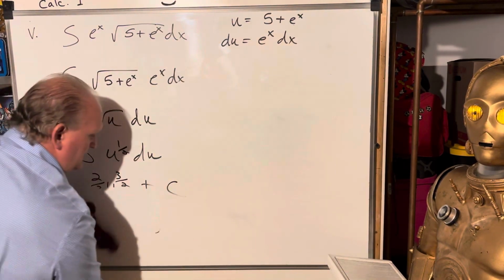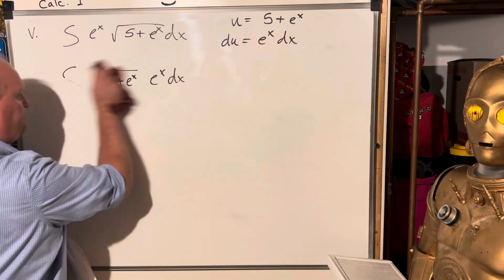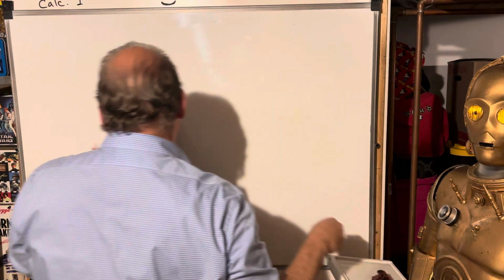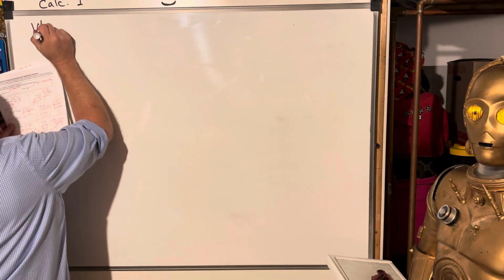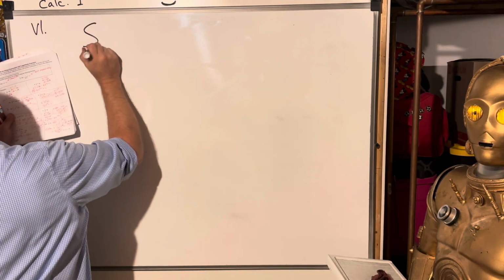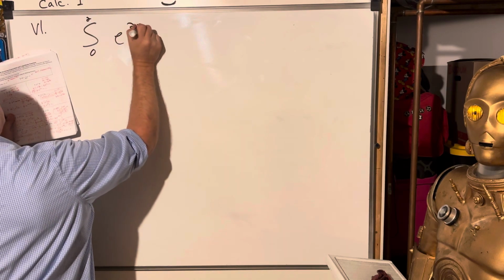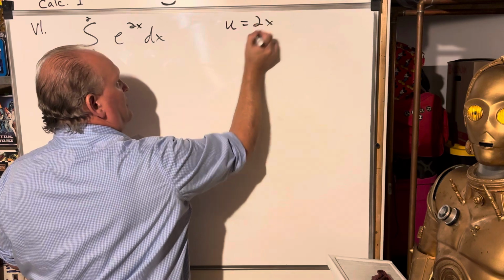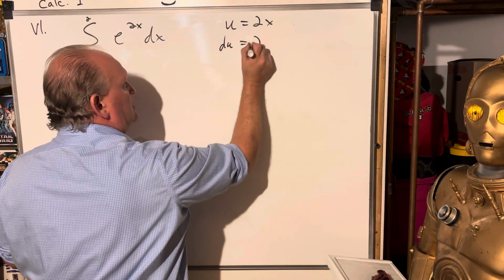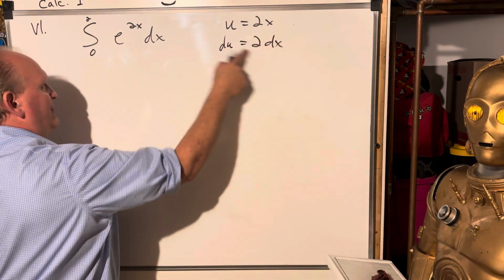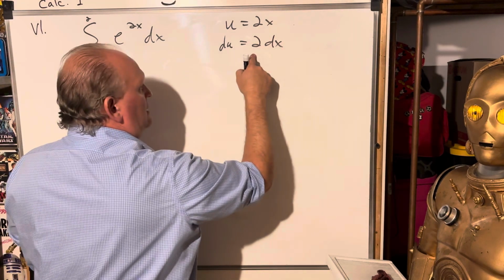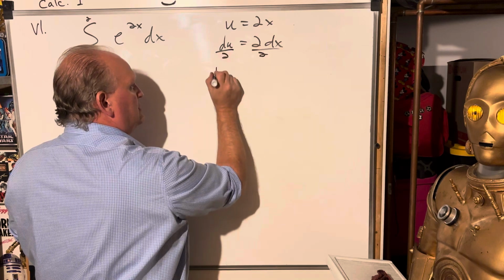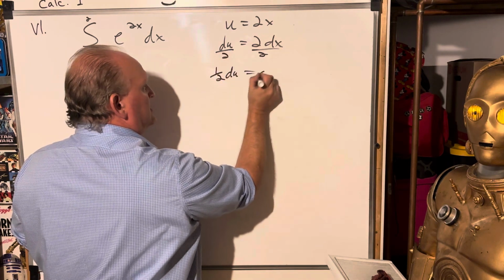Number 6. We've got from 0 to 2, e to the 2x dx. So we're going to say u is equal to 2x, du is equal to 2 dx. Problem, there's not a 2 there. So we got to fix it because we just have a dx. So divide by 2. So we got 1/2 du equal to dx.